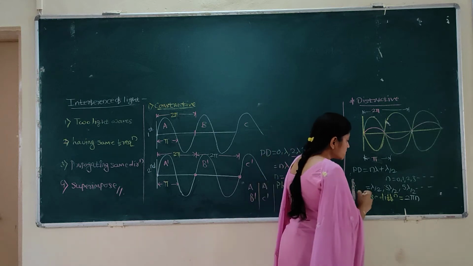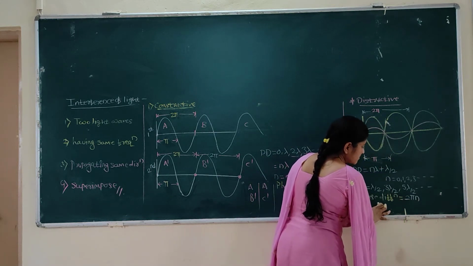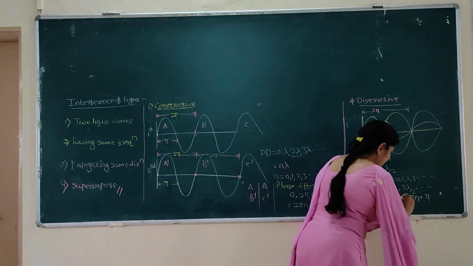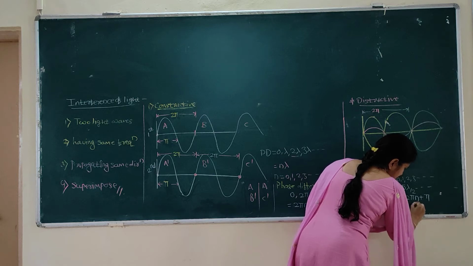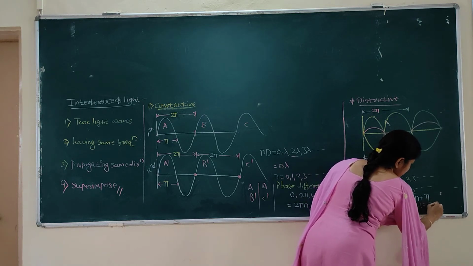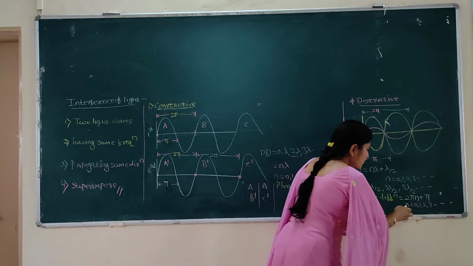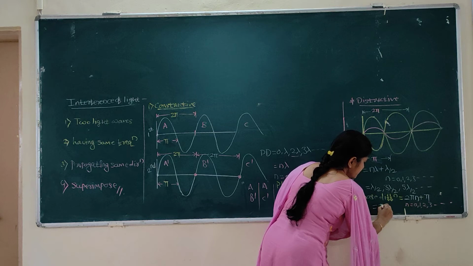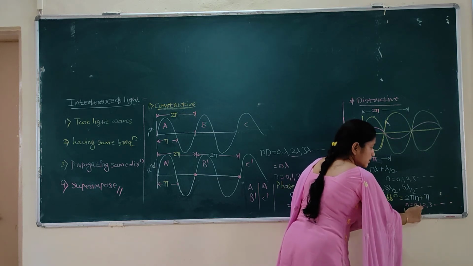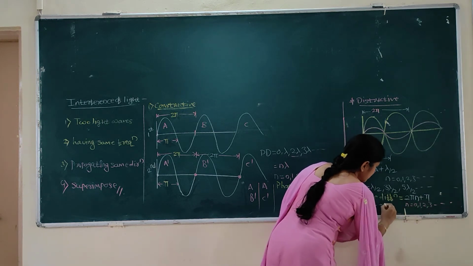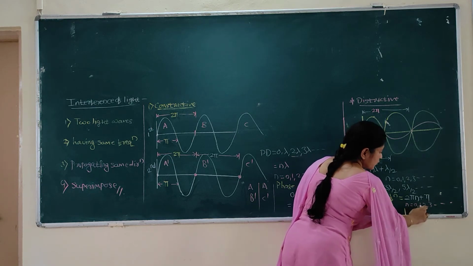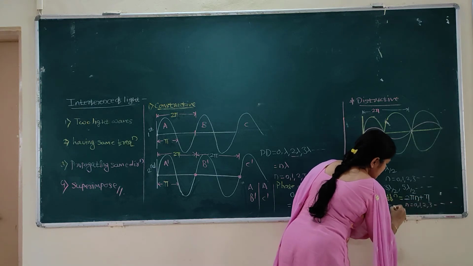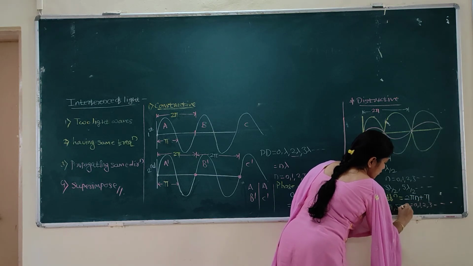Okay, so the total phase difference for destructive interference we can write as 2 pi n plus pi. And here n is equal to 0, 1, 2, 3 and so on. Now if we put n equal to 0, then the phase difference we get is pi. If we put n equal to 1, we get 2 pi plus pi, that is 3 pi. Again if we put n equal to 2, then 4 pi plus pi is nothing but 5 pi, and so on.